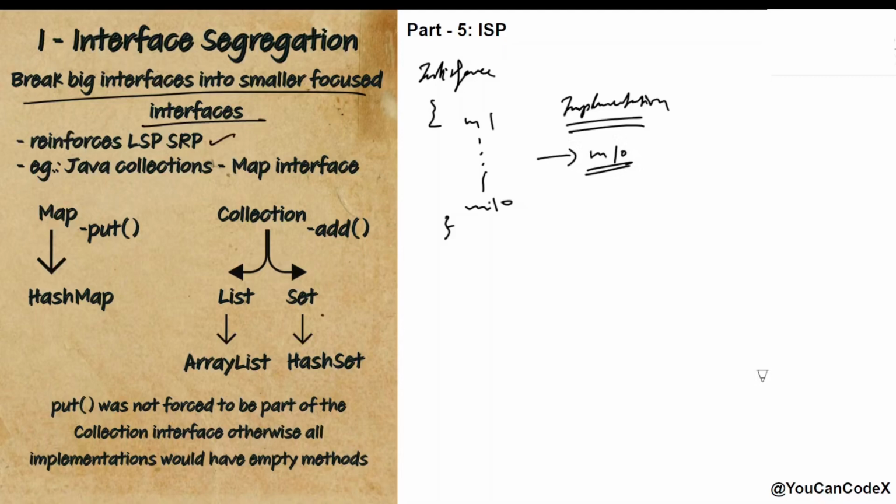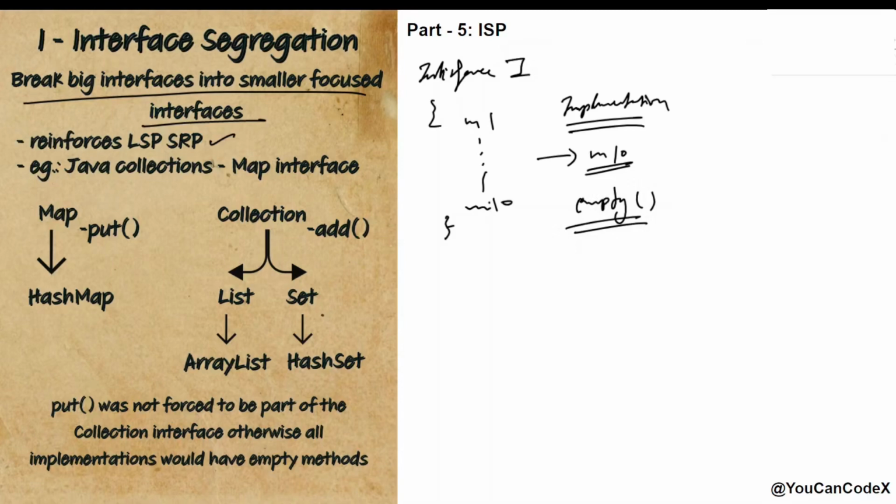So that is why it is written here that it reinforces the Liskov substitution principle and the single responsibility principle. If you have not seen my earlier videos, I would suggest you have a look at LSP and SRP. I'll quickly explain. The reason it reinforces is that as per LSP, our derived class should be able to replace the base class, right? So if any implementation is empty, it is breaking the Liskov substitution principle, because we are forcing the concrete class to implement this interface with an empty implementation.